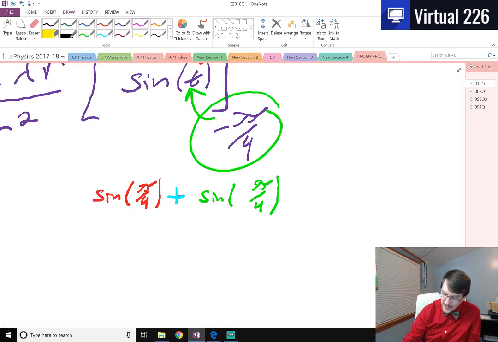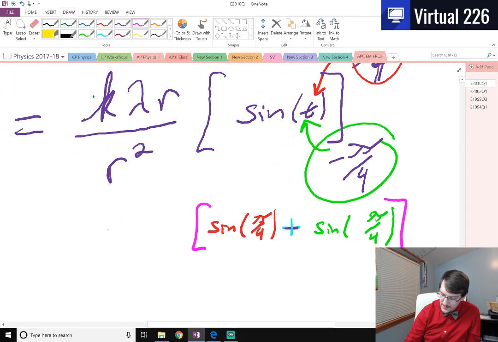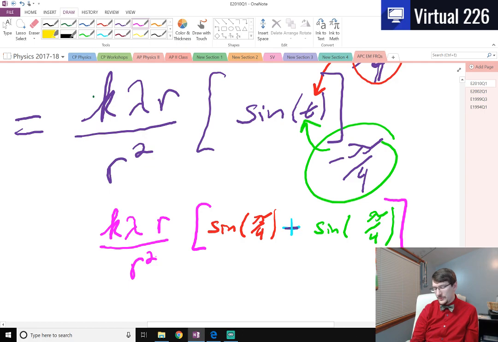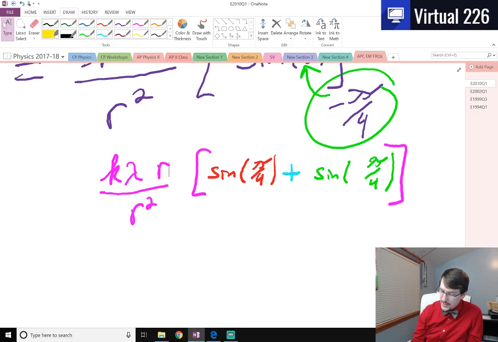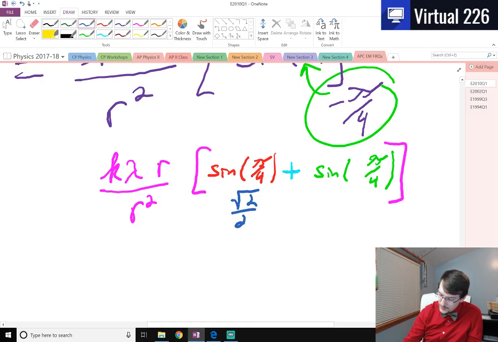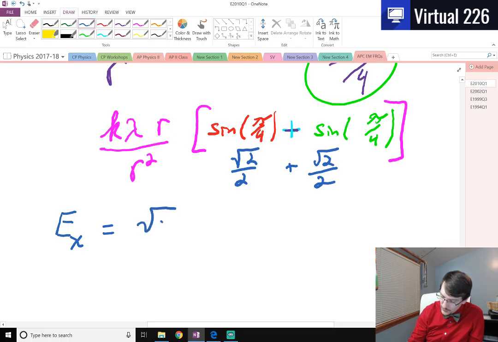And naturally, coming down with us are all of our constants, which are k lambda r over r squared. Remember, these r's, they've labeled them as big R in the problem. I've just left them as r's. And then we just need to put all this stuff together. If we do that, sine of pi over 4 is square root of 2 over 2 plus square root of 2 over 2. That just gives us square root of 2. And we can actually say that our electric field in the x direction here is equal to square root of 2 k lambda r over r squared.